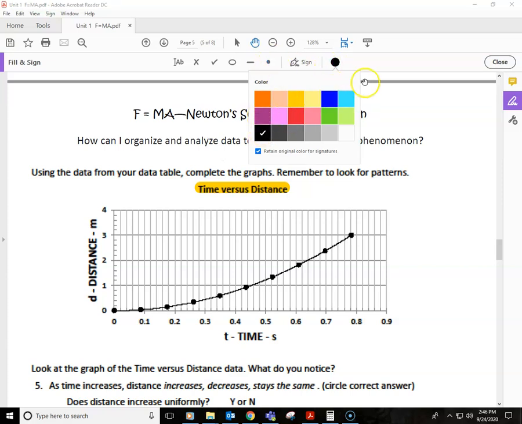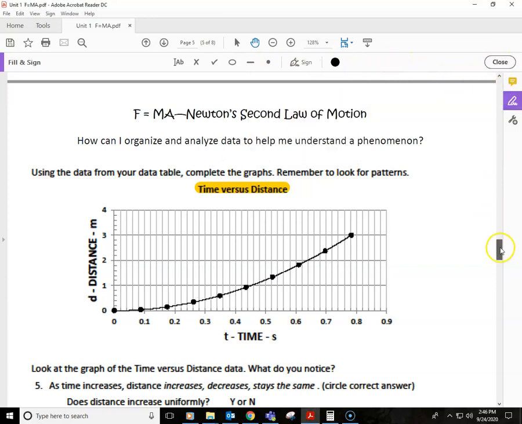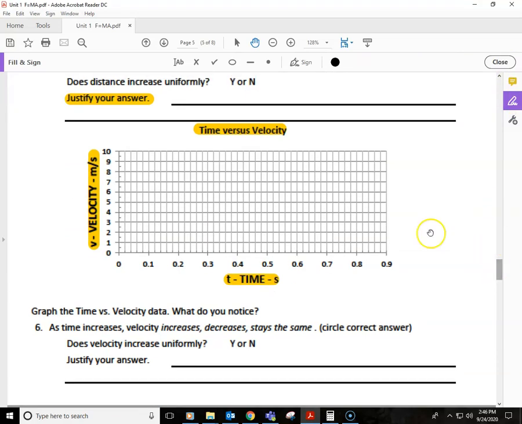I'm going to go with black. Classic, right? So let's go back here, and I believe I needed to put a dot at 0, 0, right? So there's my first dot. Again, if I zoom in, it's going to be a little easier to find these things.